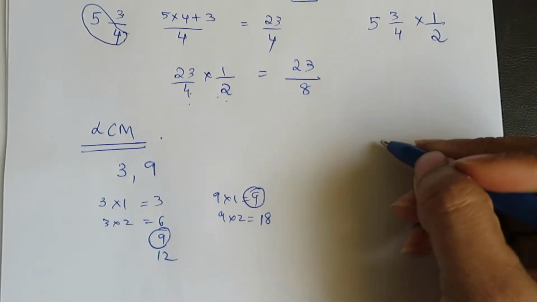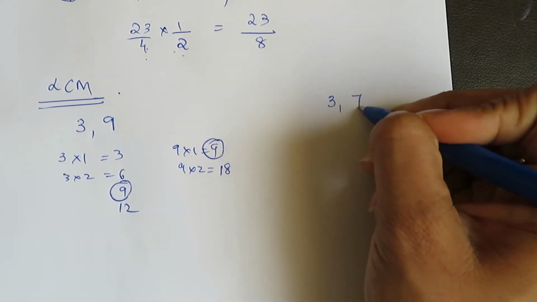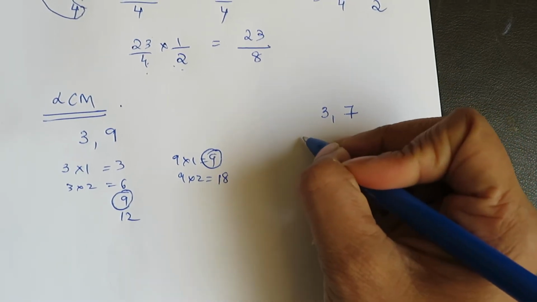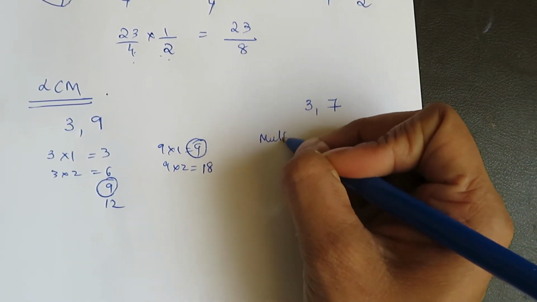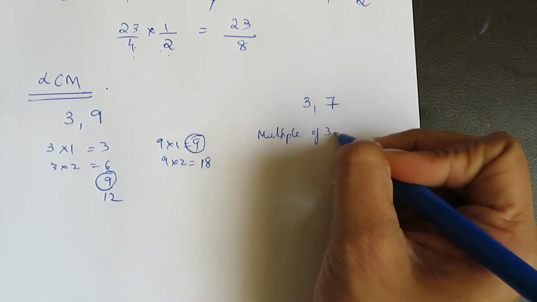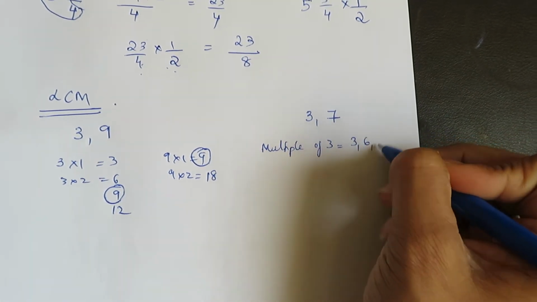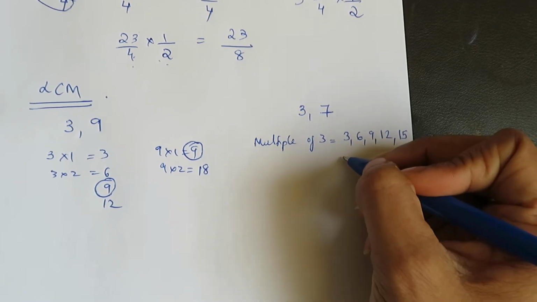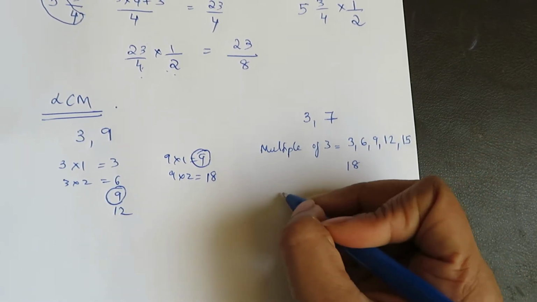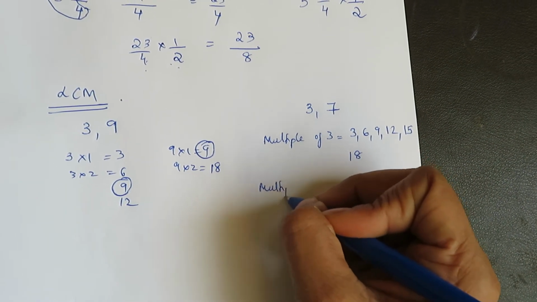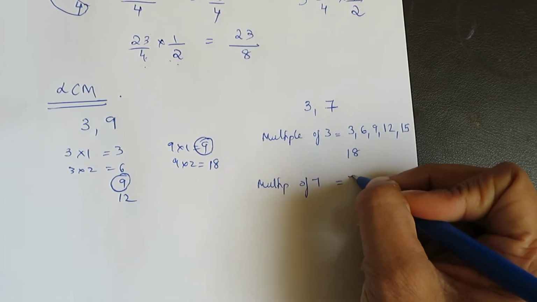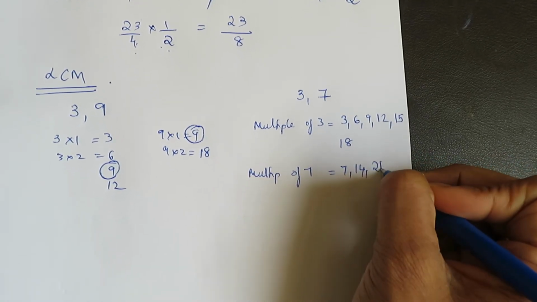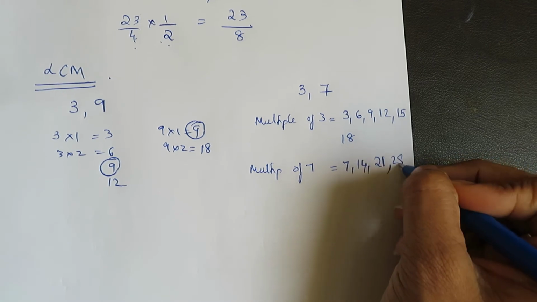Correct? If I have 3 and 7, what is the common multiple? Let me write the multiples of 3 first. So the multiples of 3 are: 3 1s are 3, 6, 9, 3 4s are 12, 3 5s are 15, 3 6s are 18. Let me try for 7 also. Multiples of 7 are 7 1s are 7, 2s are 14, 21, 7 4s are 28.